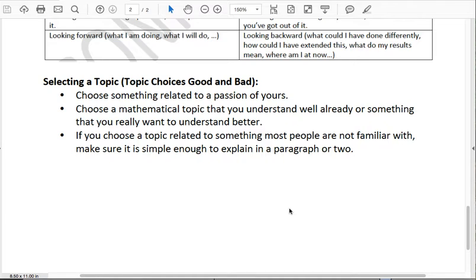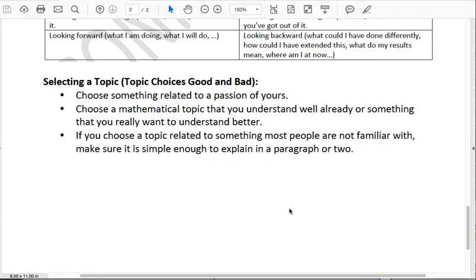One thing that you need to really make sure that you do is to choose something related to a passion of yours. Whatever you are highly interested in in your life, chances are there's some element of mathematics involved, and that's where you could really capitalize on an opportunity to explore something that you're passionate about and explore the math that is behind it.